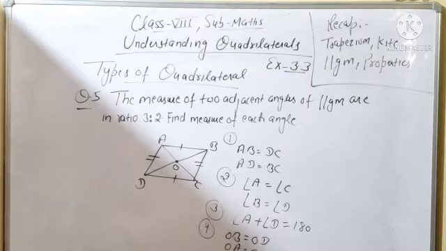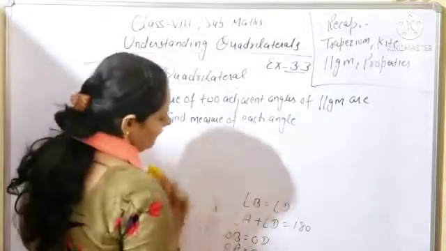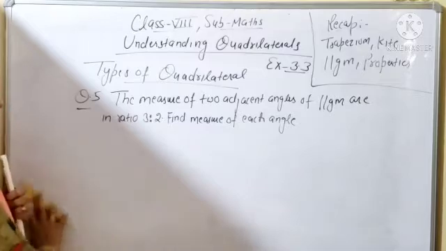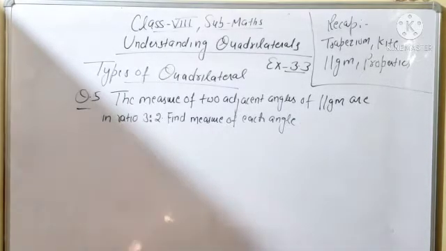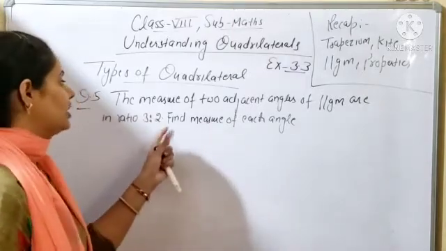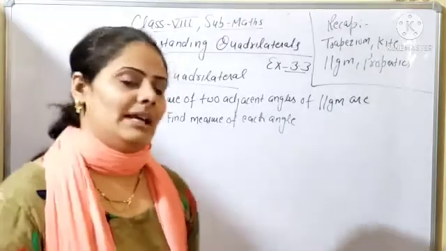After that we started our exercise, and until question number 4 I have explained. From today we will start question number 5. So what is question number 5, beta? What is given? The measure of two adjacent angles of a parallelogram are in ratio 3:2. Find the measure of each angle of the parallelogram.